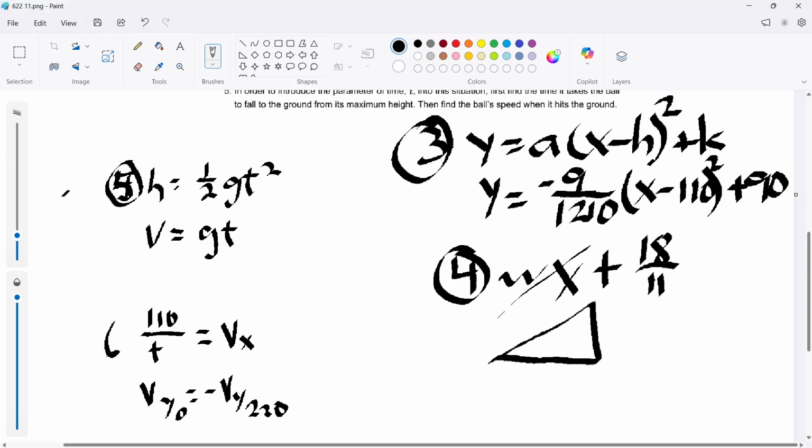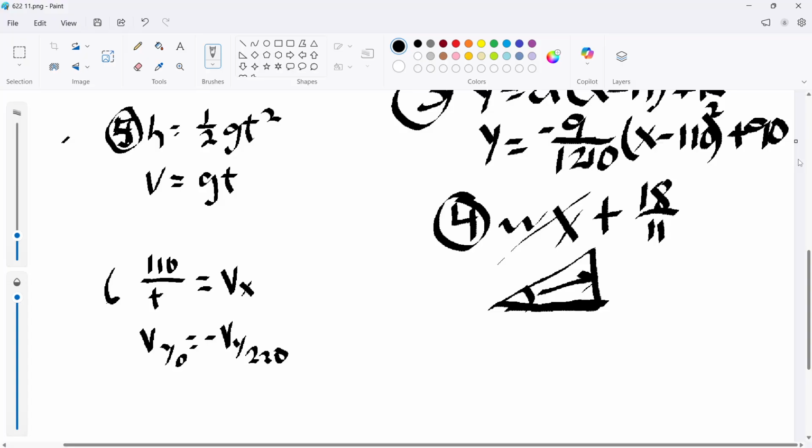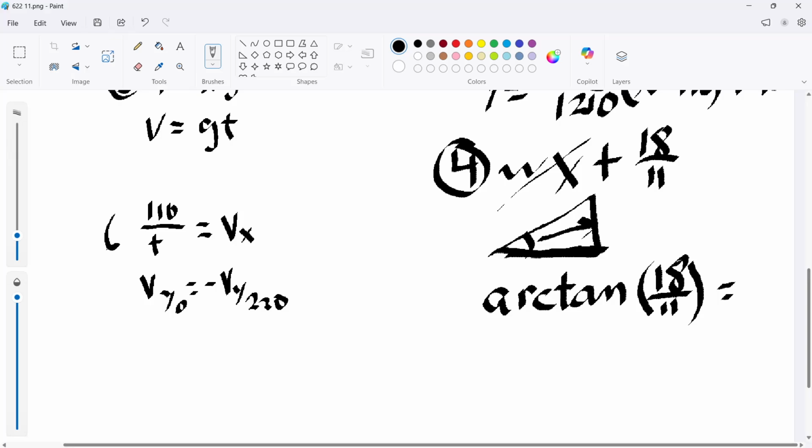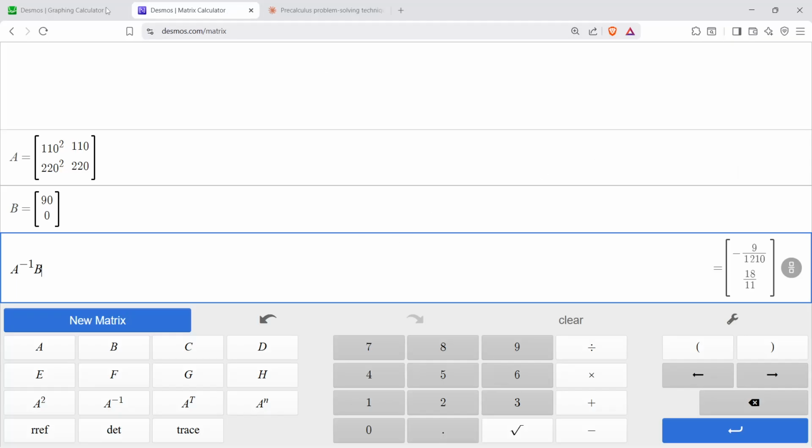And check this out. I have opposite, that's the up and down distance, the y component, divided by adjacent, which is the x component. And what do I do when I have opposite over adjacent? That's tangent. So I'm going to use arctangent, because I want to find the angle of this slope when x equals 0. And it's going to be in degrees.